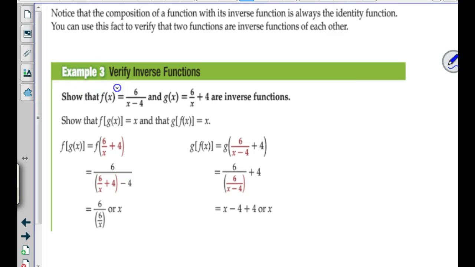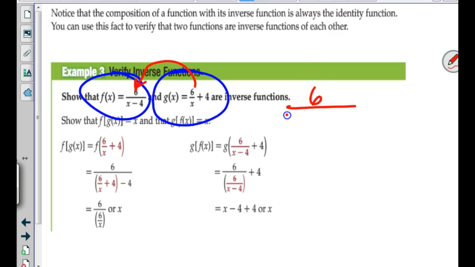So here's two functions, f and g. And they showed putting, okay, this is a nightmare. Putting g into f would be 6 over, what would you do first, guys? Right here, what would you do first?